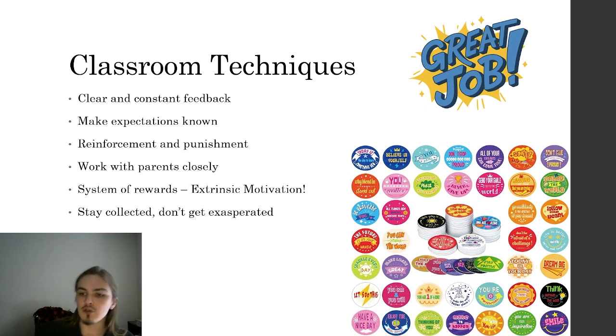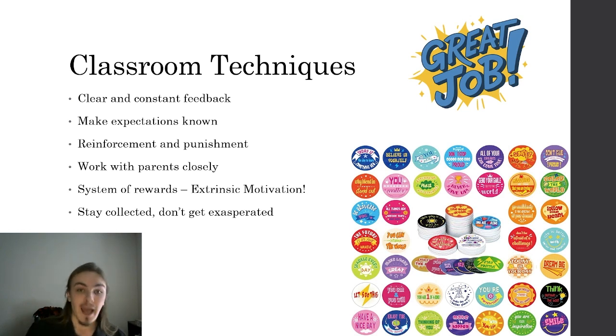So the example used is some kind of point or token system that exists both at home and at school. The big thing to remember there is not only keeping that open line of communication with parents, but making sure that the expectations are consistent between home and the classroom.